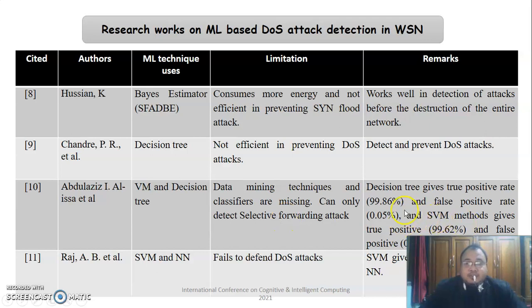So the remarks are decision tree gives true positive rate of 99.86% and false positive rate of 0.05%, and SVM method gives true positive rate of 99.62% and false positive rate of 0.09%. And the next paper cited 11, Ras AV et al. The machine learning technique that they use is SVM and NN. It fails to defend DoS attack. SVM gives better performance than NN.